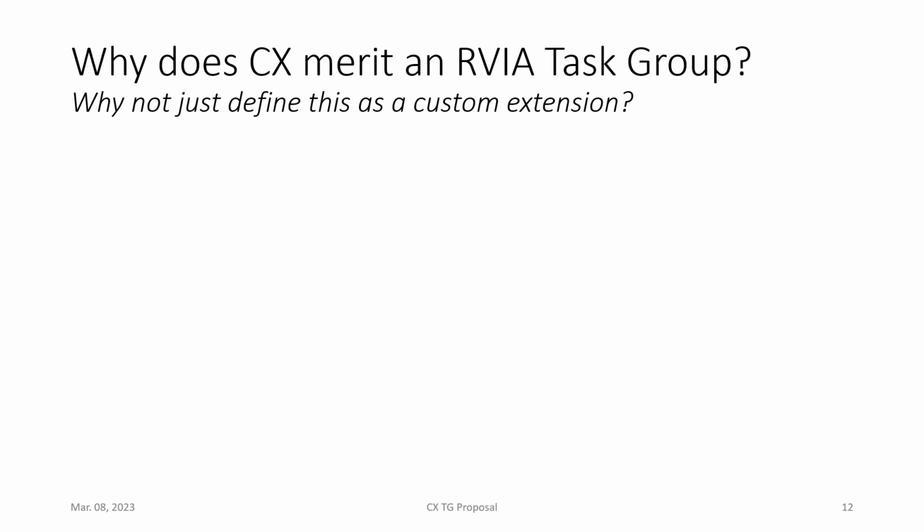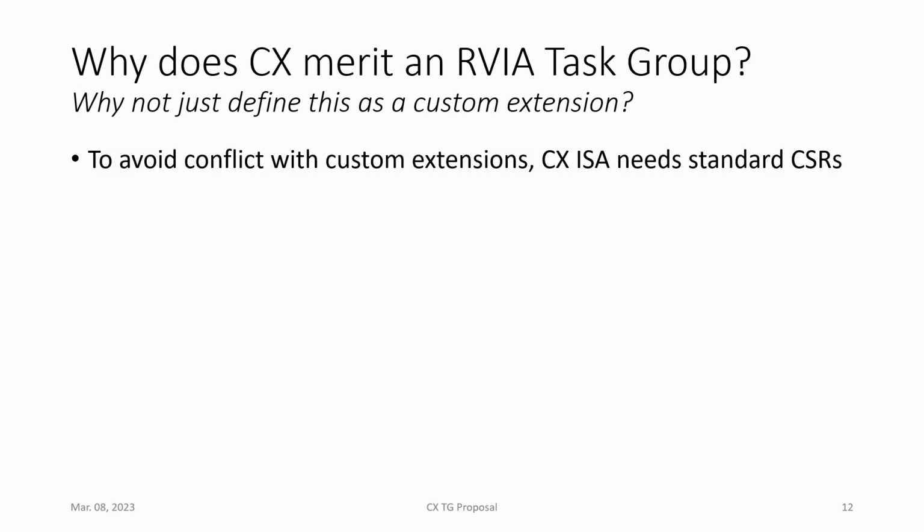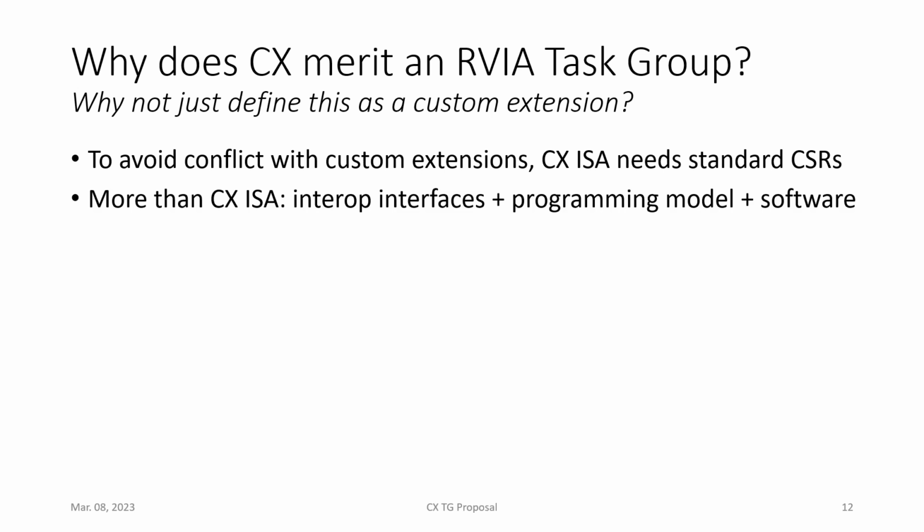But why does this CX idea merit an RVIA task group? Why not just define CX as a custom extension? Well, to avoid any conflict with other custom extensions, the CX ISA CSRs must be standard CSRs. But CX ISA alone is insufficient. Practical, routine composition requires we concurrently build a community consensus on the non-ISA interoperation interfaces, programming model, and software stack.